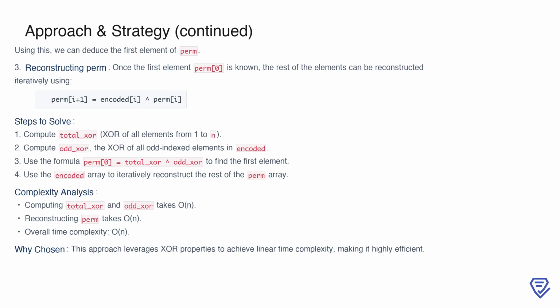Here's how. First, we compute the total XOR, which is the XOR of all numbers from 1 to n. Then, we compute odd XOR, which is the XOR of all odd indexed elements in the encoded array.